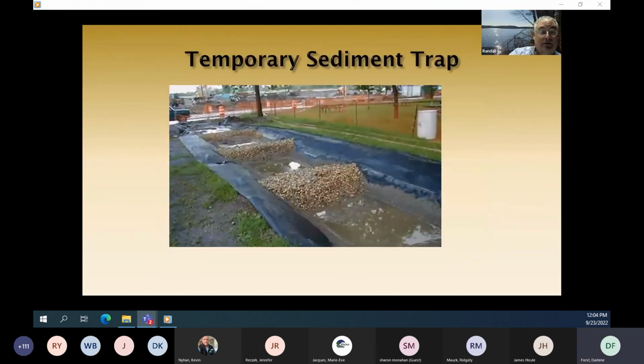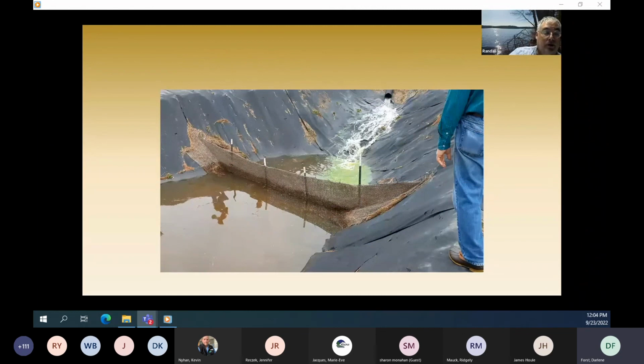You can make sediment traps any way you want. You can fit them into small areas. You can put stone in to help filter some water out. I want to show a baffle real quick, and I'm going to play this video.